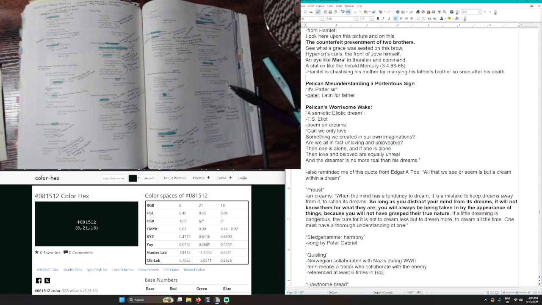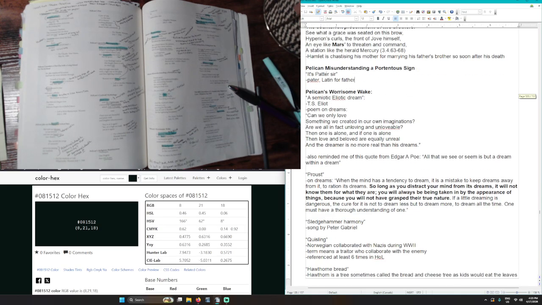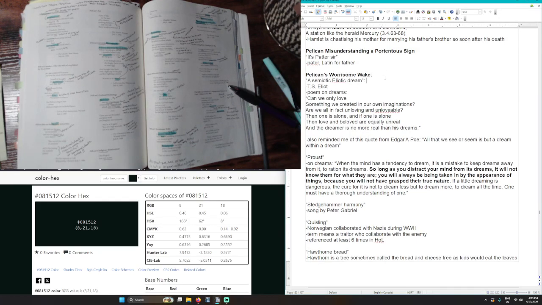Pelican misunderstanding a portentous sign. "It's pater, sir. Pater is Latin for father." Pelican's worrisome wake. We get this reference to a semiotic, Eleatic dream.